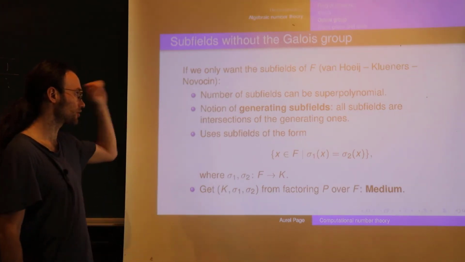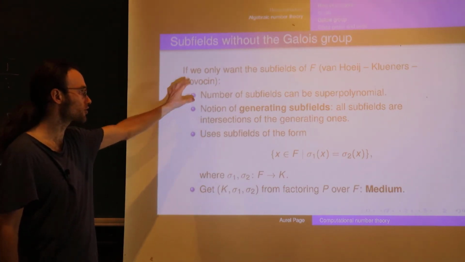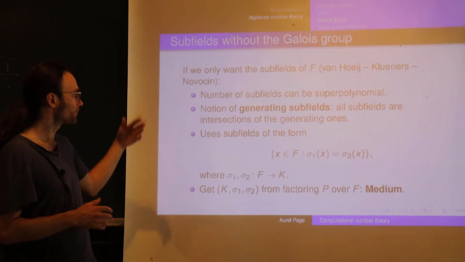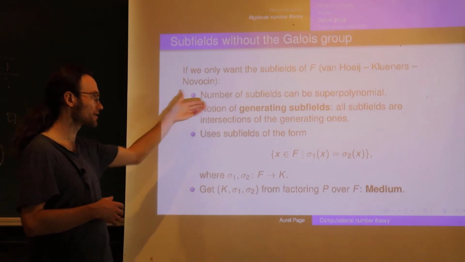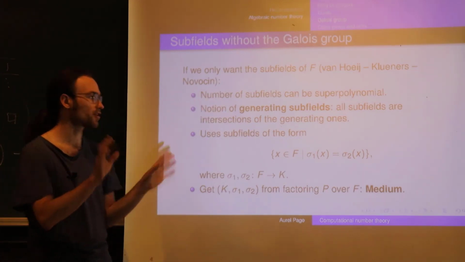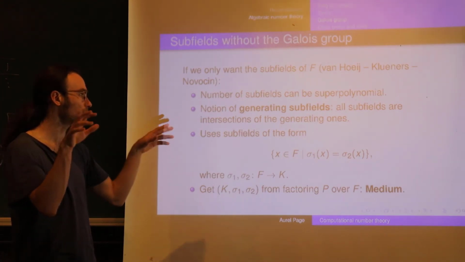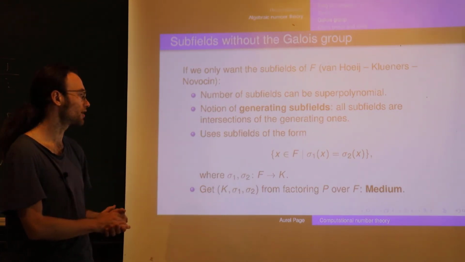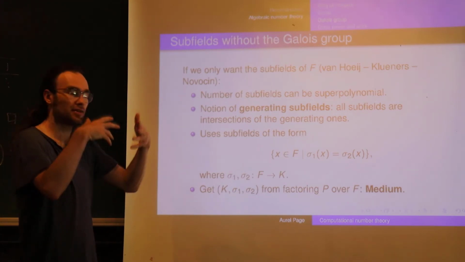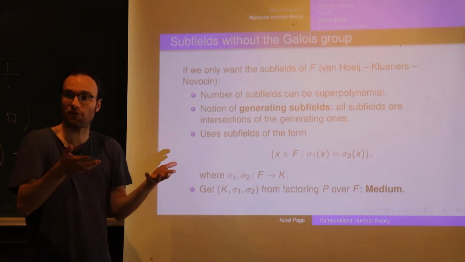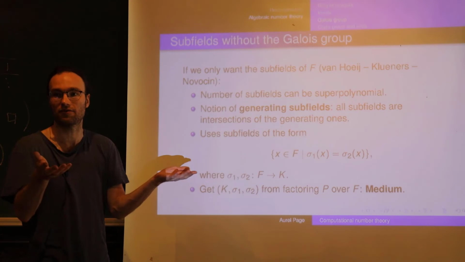So it can be larger than polynomial. So there can be lots of subfields. So there's a notion of generating subfields, which are a small number of subfields such that all the other ones can be obtained by intersecting those. So this is a way of, in some sense, computing all subfields without actually writing them all down.